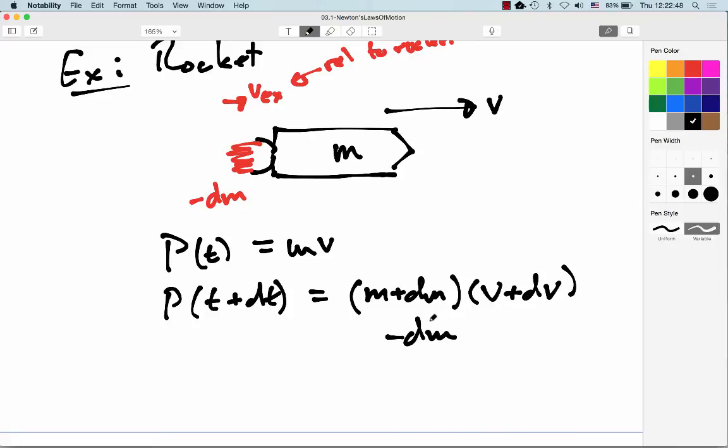And since we're working in this stationary frame here, the fuel was going forward at speed v to begin with, and then we have to subtract v exhaust. So this will be going at v minus v exhaust.